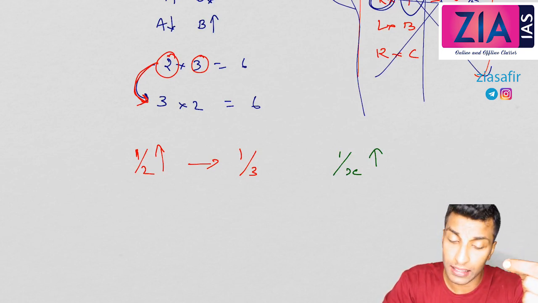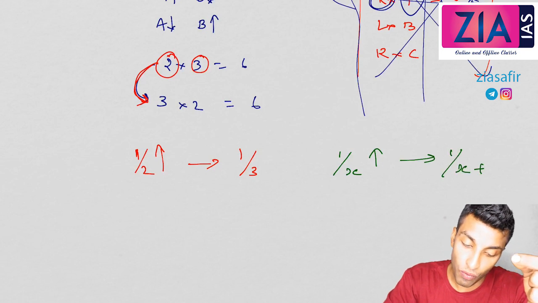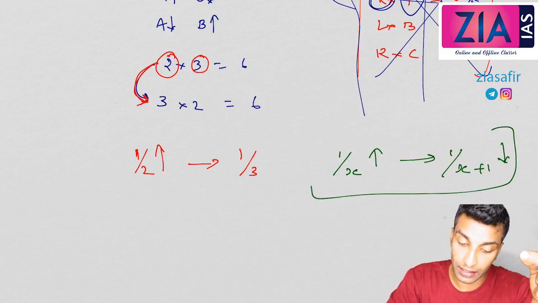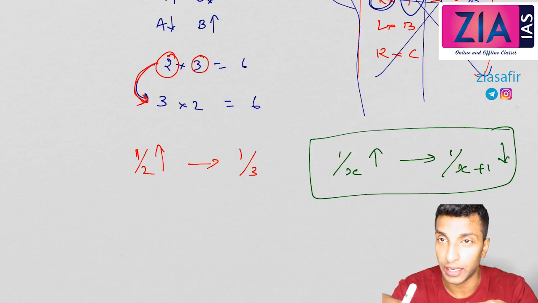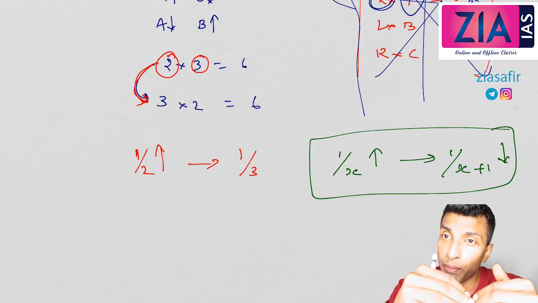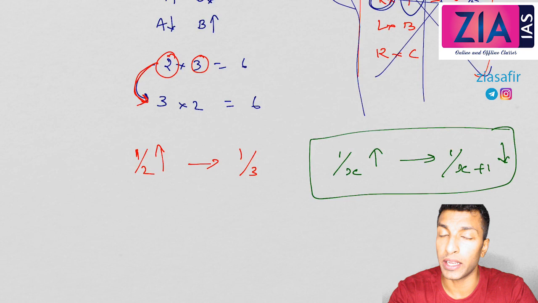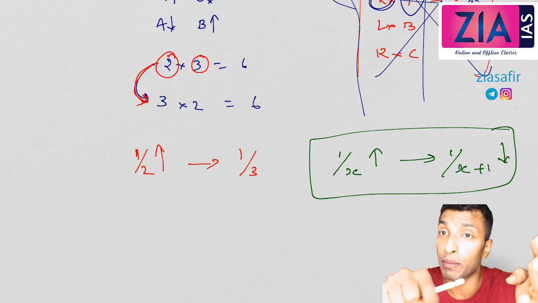If 1 by x is there, that will result in 1 by x plus 1 decrease in the other. So increase leads to decrease, that is for sure. 1 by x increase means 1 by x plus 1 decrease. 1 by 3 increase means 1 by 4 decrease. 1 by 4 increase means 1 by 5 decrease.